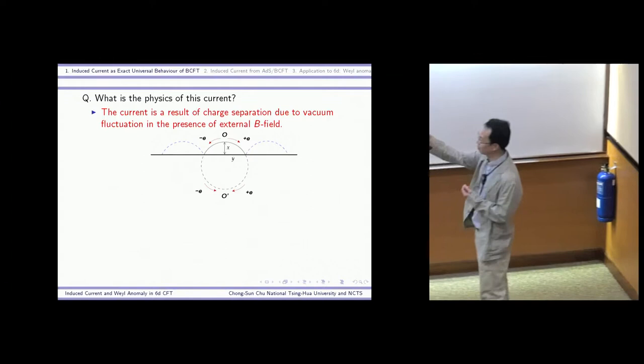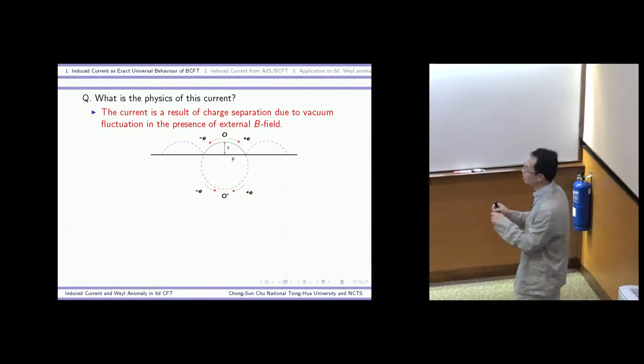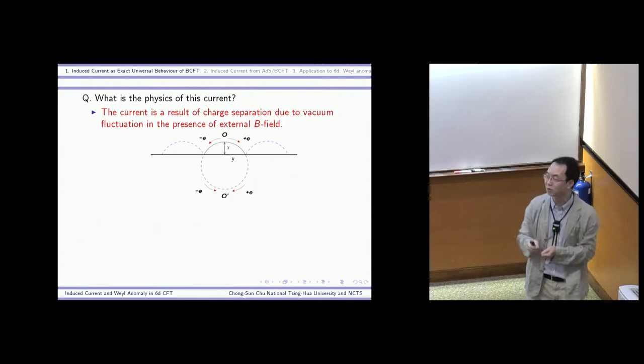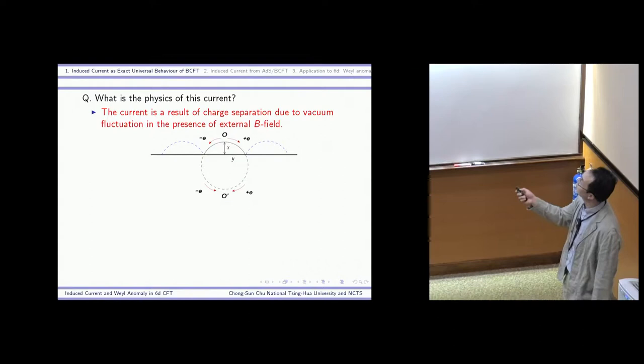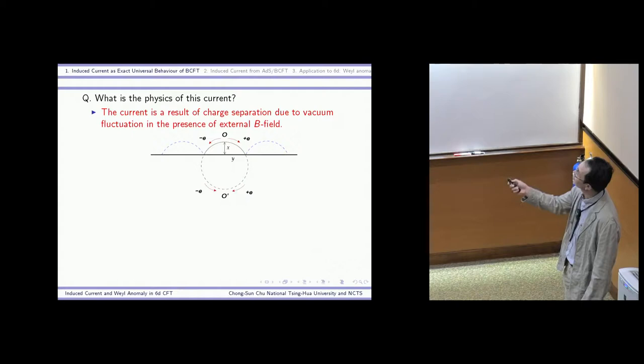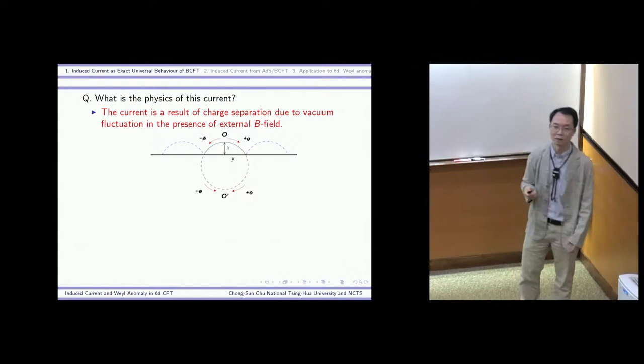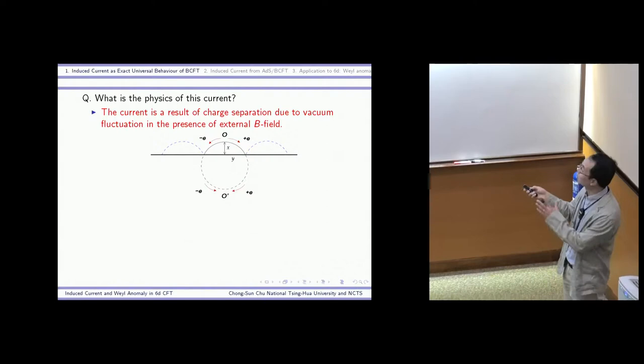In a vacuum, you always have vacuum pair creation. In the presence of a B field, this vacuum pair, this positron and electron, once created, go on a circle and combine. So in a virtual amount of time, they combine. In the end, it's just some polarization for the vacuum. It doesn't really do anything. But in the presence of a boundary, there is separation. For example, this charge here, this charge here, they are supposed to combine here, but the boundary stopped them. So there's a separation of charge. This separation of charge is the essence of transport phenomena, of current. I'm not saying you can use this picture to compute, but this is the physical picture.